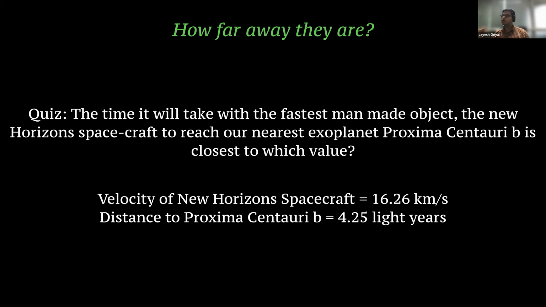To calculate how far away they are, this is the time I am asking you to calculate. All of you can take your notebook and pen. This is very simple, I think you should be able to calculate it quite easily, and you can send your answers on chat. So the time it will take with the fastest man-made object. The fastest man-made object currently is the New Horizons spacecraft, which actually went to Pluto, is near Pluto actually.